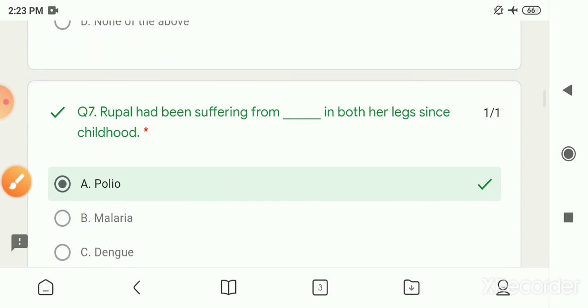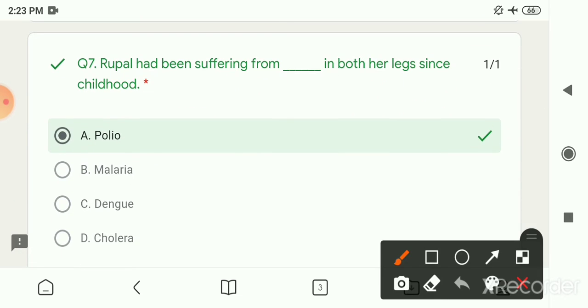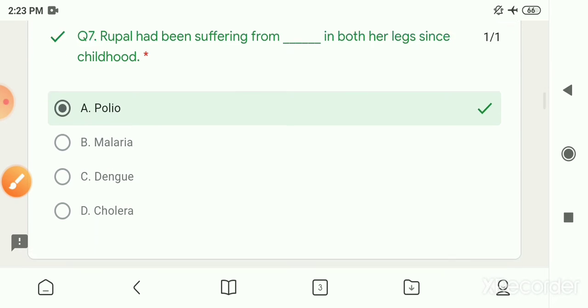Next is number 7: Rupal had been suffering from blank in her legs since childhood. Which disease is Rupal suffering from? The options are polio, malaria, dengue and cholera. So here your answer is option A, that is polio. Rupal had been suffering from polio in both her legs since childhood. So here your answer is option A.